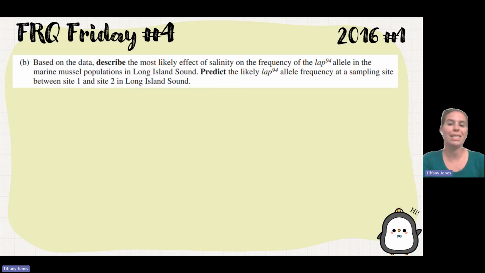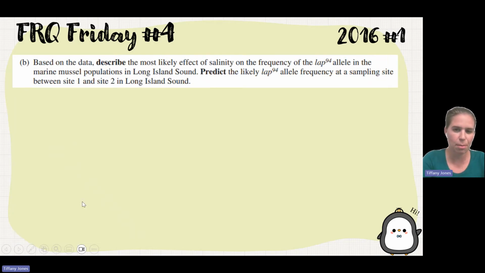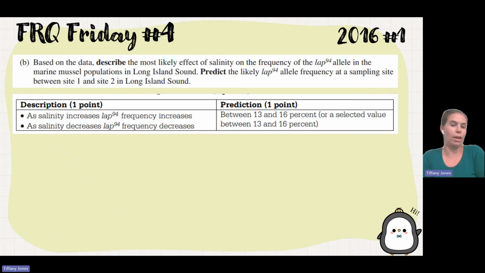They then ask you to predict the frequency of the sampling site between 1 and 2. So 1 was at 13 and 2 is at 16, if I remember correctly. And so what they wanted you to do is either give a point, any point you want between 13 and 16. You can predict a point. Or if you're going to give a range, you have to give it based on your known. So you know it's somewhere between 13 and 16, but you don't know the actual value. You could just say, I predicted something between 13 and 16. Or again, you could have given a specific number, 14, 15, 14.5. Any of those numbers would have been appropriate.